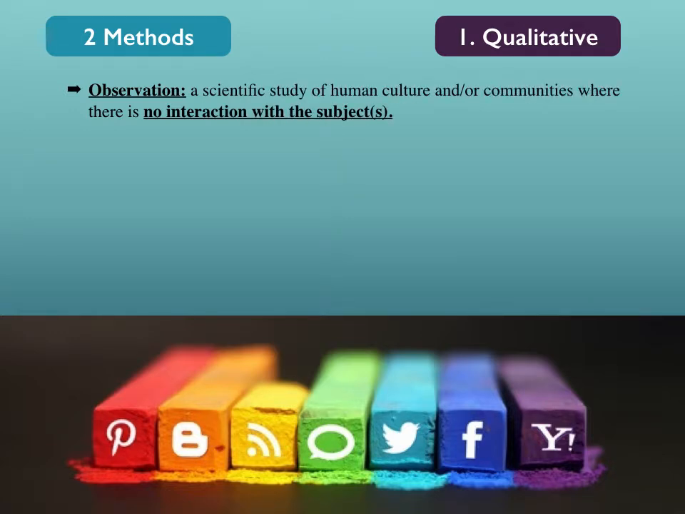Observation. Observation is a scientific study of human culture or communities where there is no interaction with the subject. So this is the opposite of ethnography. In ethnography, you join the group that you're studying. In observation, you sit back and you watch.